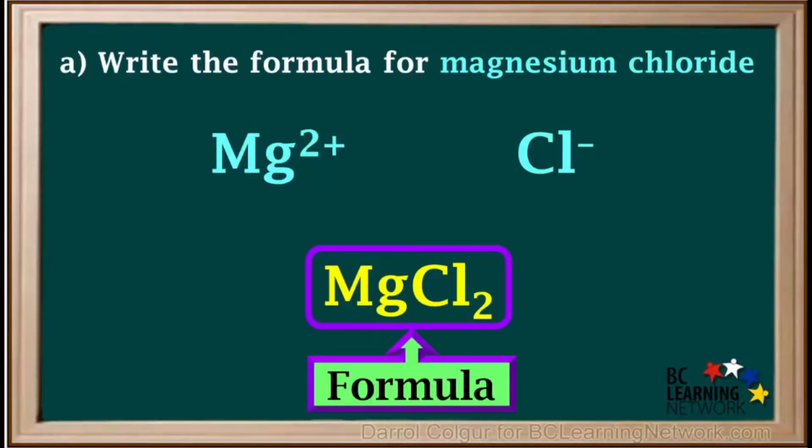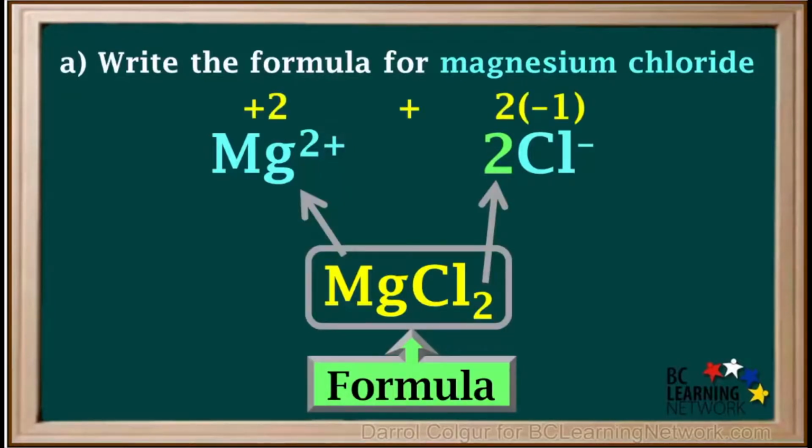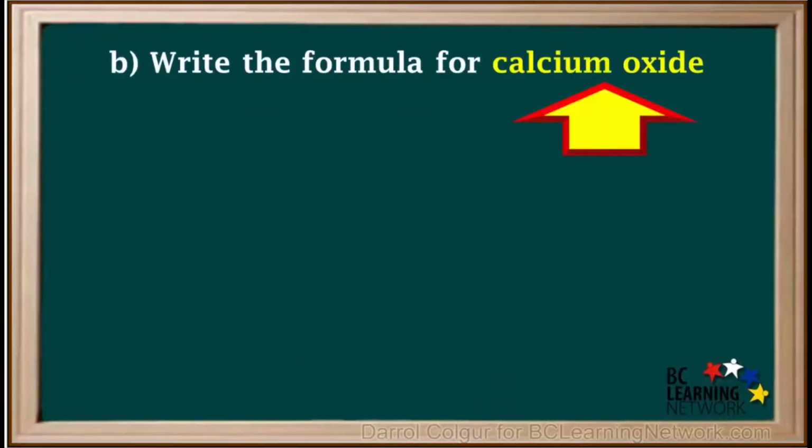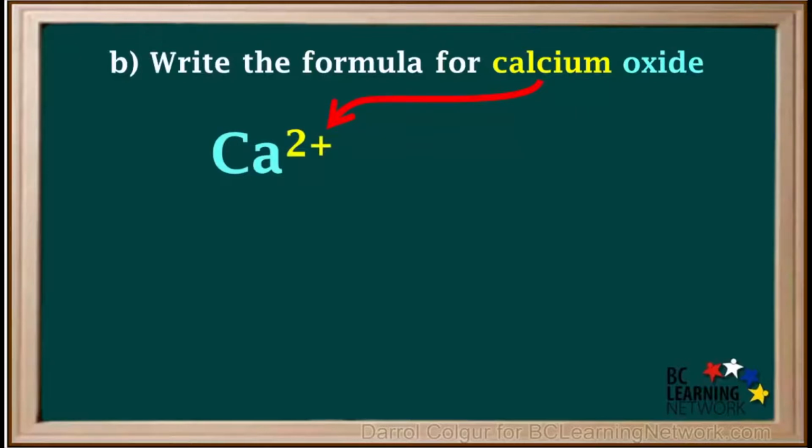We'll check the charges to verify that this formula is correct. We have 1 Mg2+ ion and 2 Cl- ions. So the total charge is +2 plus 2 times -1, or +2 plus -2, which is equal to 0. So the formula MgCl2 is correct. Example B asks us to write the formula for calcium oxide. We look up calcium and it's Ca with a charge of +2, and oxide is O with a charge of -2.